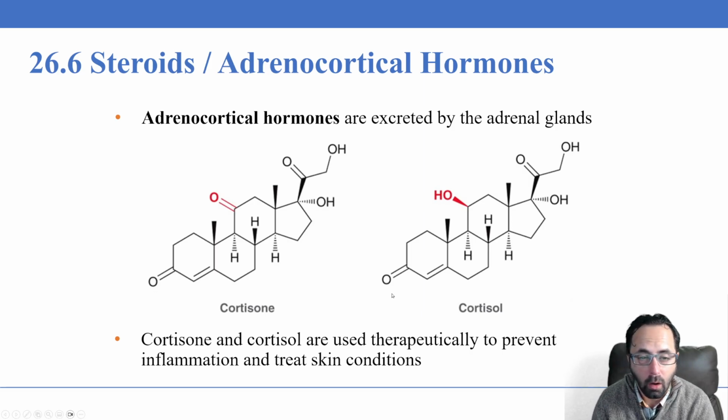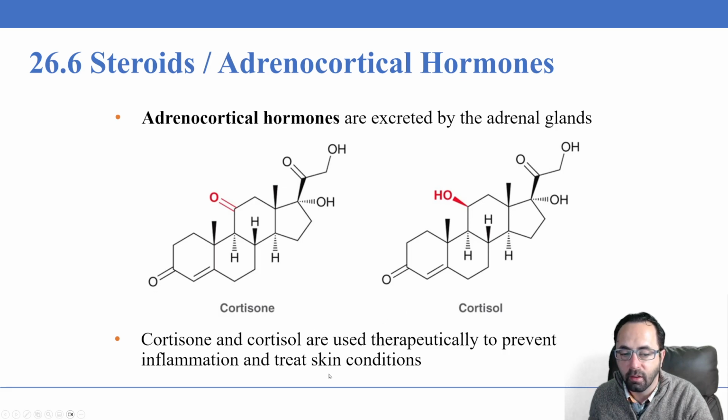There are also adrenocortical hormones, like cortisol. You've probably heard of that. These are excreted by the adrenal gland, so when you're stressed, your body starts pumping out cortisol. Cortisone and cortisol are used therapeutically to prevent inflammation. This is your body's way of saying, "Oh, we're stressed out. There's inflammation occurring. Let's control that."